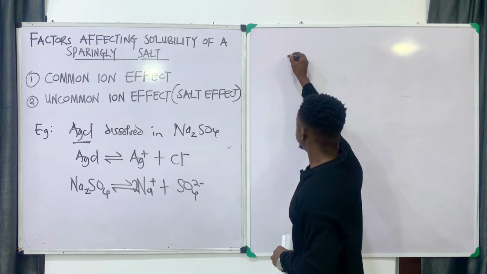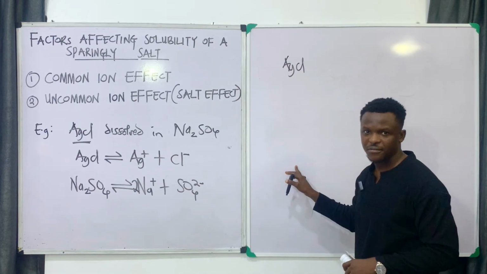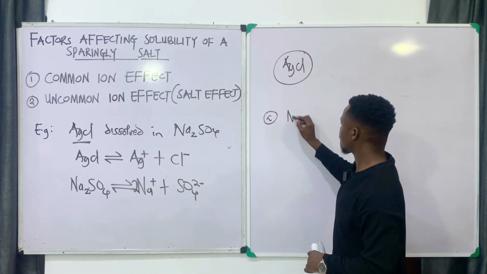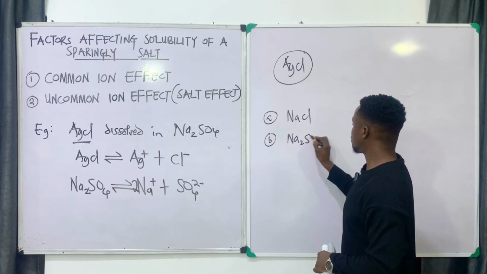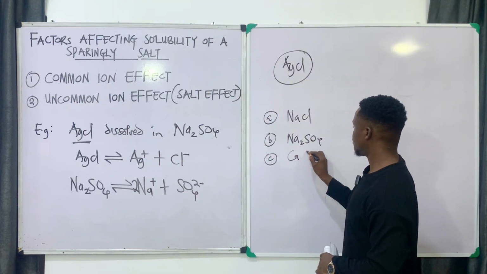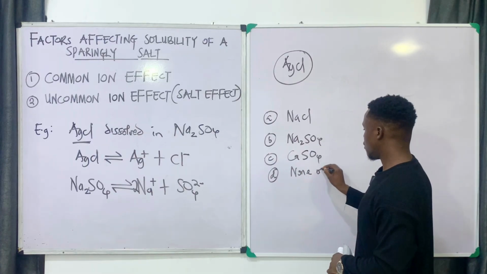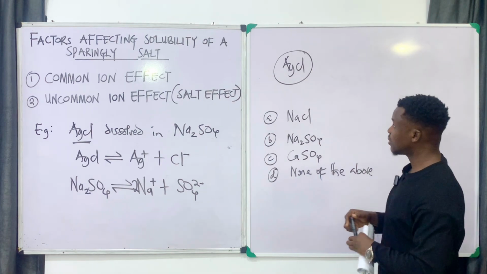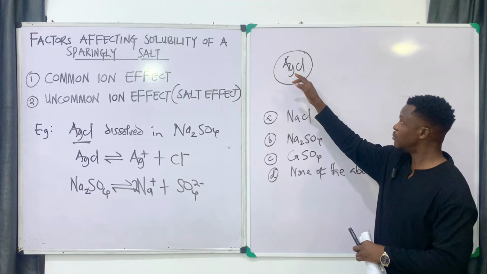So if I have AgCl, I'll say which of the following will decrease the solubility of AgCl? A, NaCl, B, Na2SO4, C, D, none of the above. The question is, which of the following will decrease the solubility of AgCl?